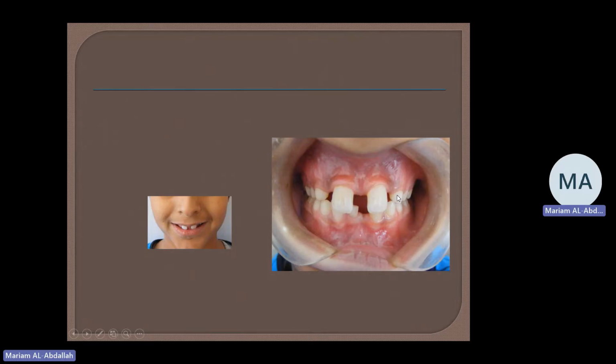So you have to go through the conventional thought of history taking, clinical examination, radiographs to exclude pathology. And then after that, this patient is presented with an upright upper left central, distally tipped upper right central, upper left central is upright, so we can use simple removable appliance with palatal finger springs in order to close the diastema. And this patient needs management.